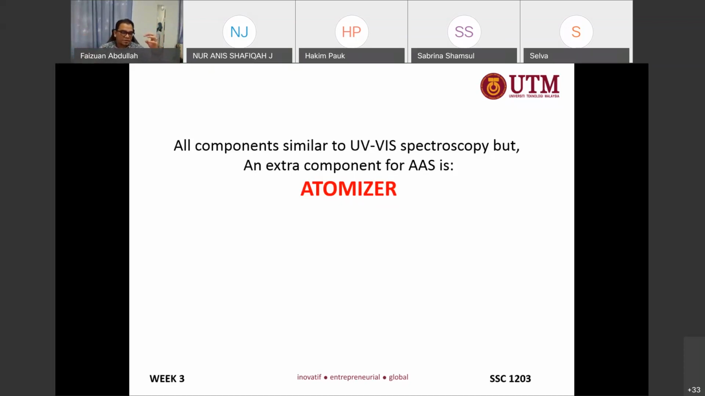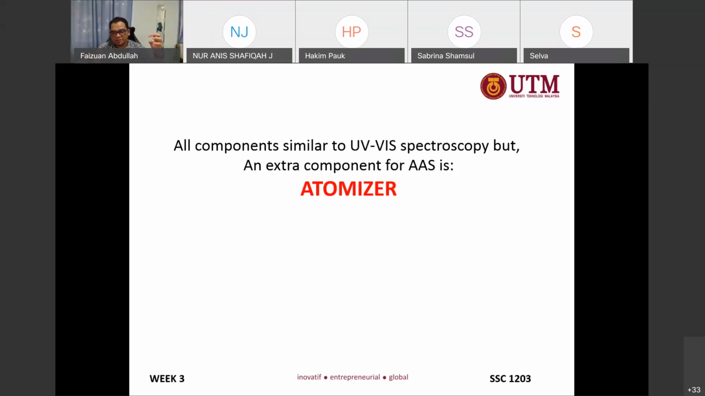The light source, normally, is a hollow cathode lamp. It will provide the energy similar to what we're going to analyze. So we have to change the lamp: if you want to analyze iron, we have to put the iron lamp here. If you want to analyze lead, we need to put the lead lamp here. It will provide the amount of energy similar to our analyte.